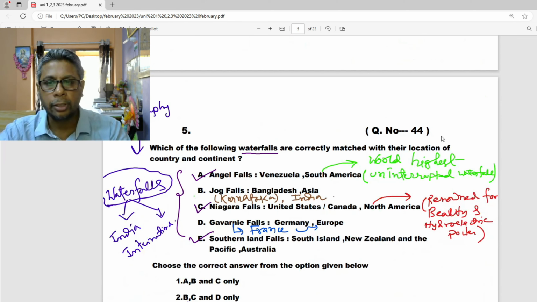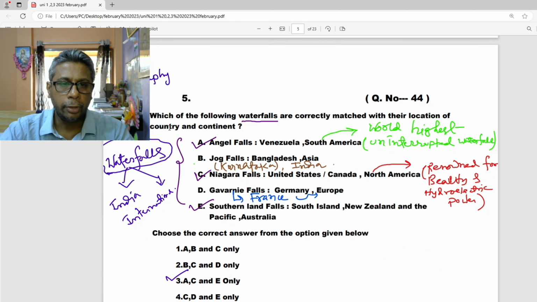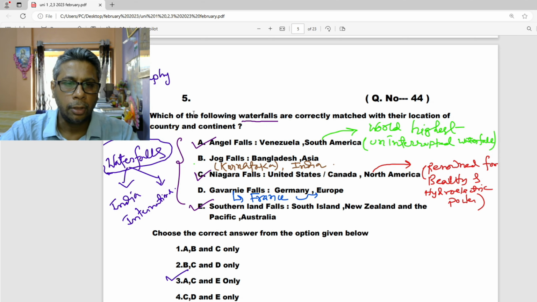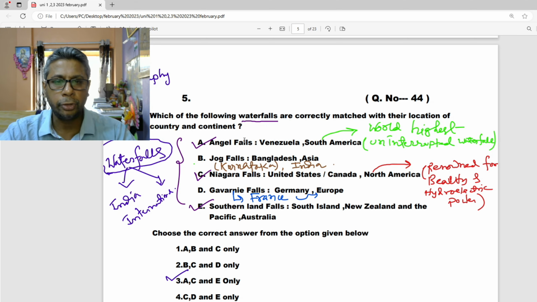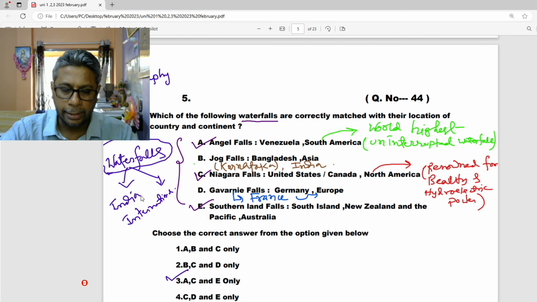Next question, question number 44. Which of the following waterfalls are correctly matched with the location of country and continent? So we have to prepare questions on waterfalls, in India and internationally.